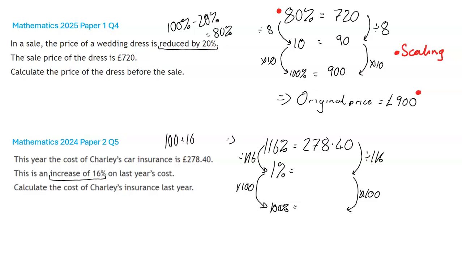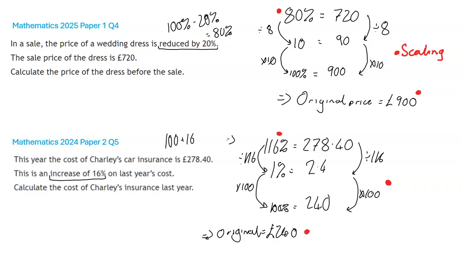So if I divide by 116, what I'll end up getting is 2.4. And if I then times it by 100, I'll get 240. So what that then means is my original price for the car insurance is equal to £240. You'll notice I'm contextualising it, I'm using units, and I'm putting it back in the scenario we had. Similar to the first one, the 3 marks firstly come from figuring out the percentage, secondly come from the scaling, and the third mark comes from the final solution.